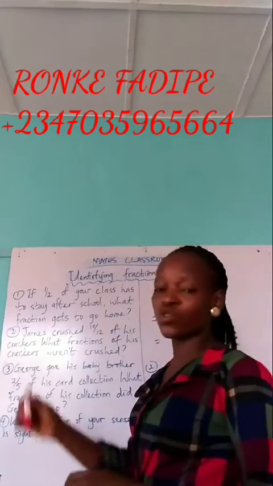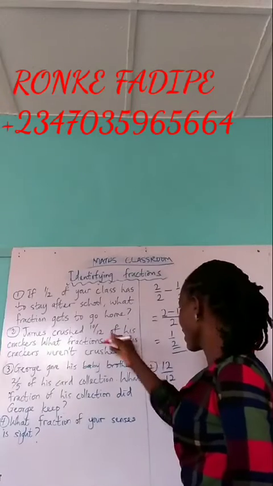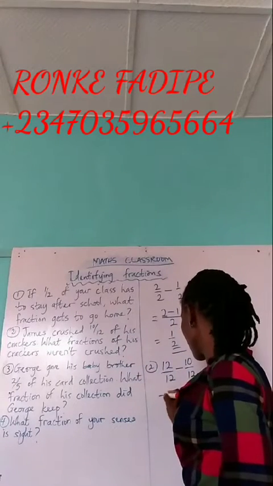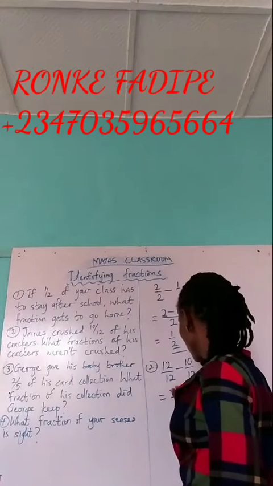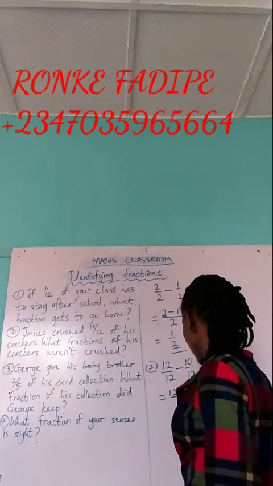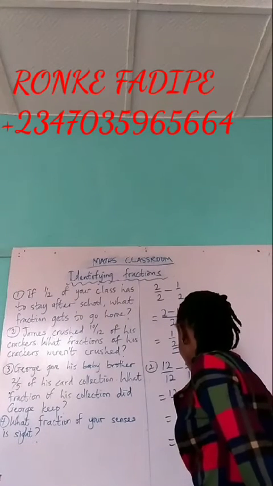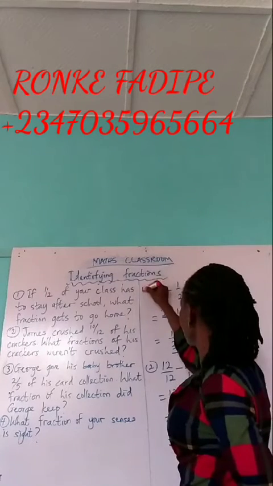Your denominator is 12. So what you do is write 12/12 and take away those ones that James had crushed. Since you have the same denominator, write out 1. So 12 minus 10 is going to give you 2/12. And you can divide further. So you have 1/6.